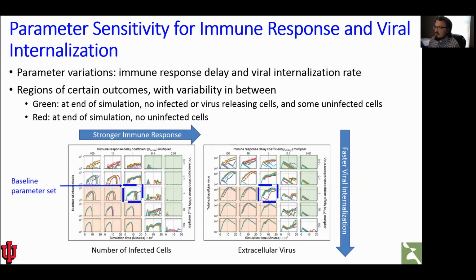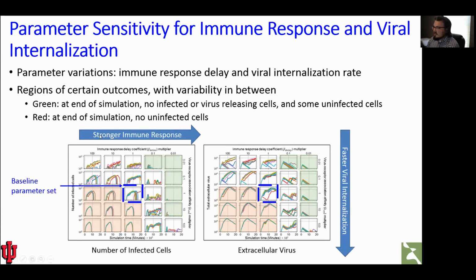Now we took our baseline parameter set and we found some parameters of interest that seem to have major effects on the progression of infection or its containment. The first parameter sweep that we did was doing parameter sweeps of coefficients that affected the delay in immune response, as well as the rate at which cells will internalize extracellular virus.